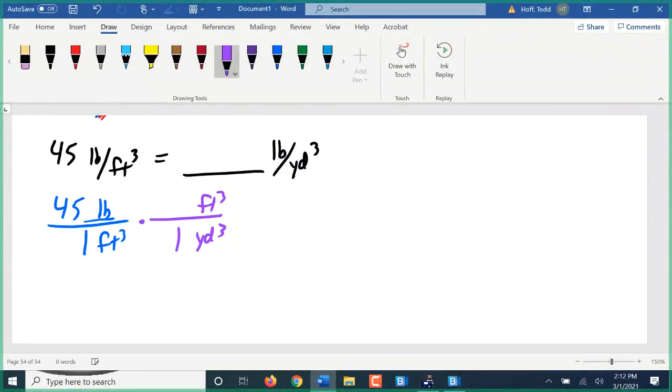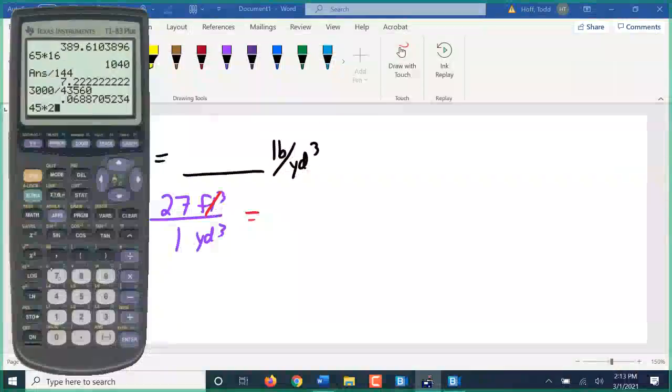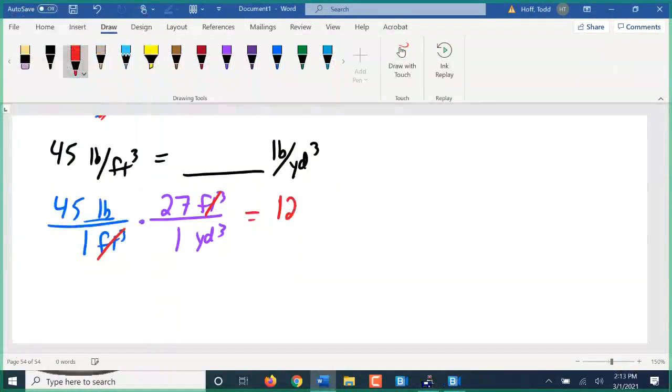1 cubic yard. Now we've got to remember here, a yard is 3 feet. A cubic yard is 3 by 3 by 3. 3 times 3 times 3 is 27. 27 cubic feet. So we've got 45 times 27, giving us 1,215 pounds. On bottom, 1 times 1 cubic yard is just a cubic yard. So that's 1,215 pounds per cubic yard.